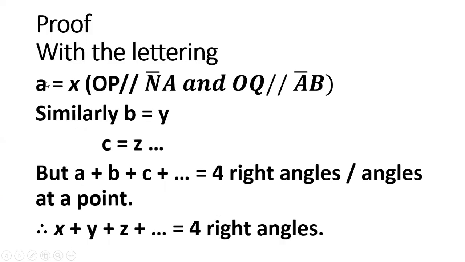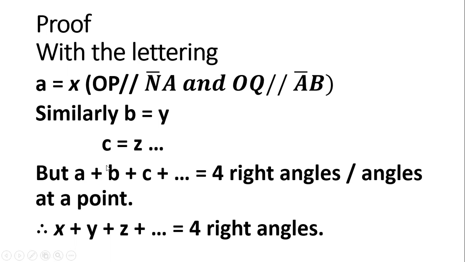So with the lettering, we discover that for angle A inside the polygon, we have angle X outside, exterior, that will be equal to it. Why? Because OP will be parallel to NA, and OQ will be parallel to AB. And that's why B also has an exterior angle equal to it. The angle B inside has an exterior angle equal to it. C inside has an exterior angle equal to it. So they will pick those angles.